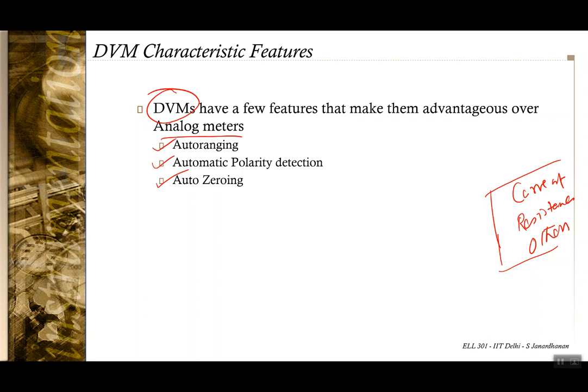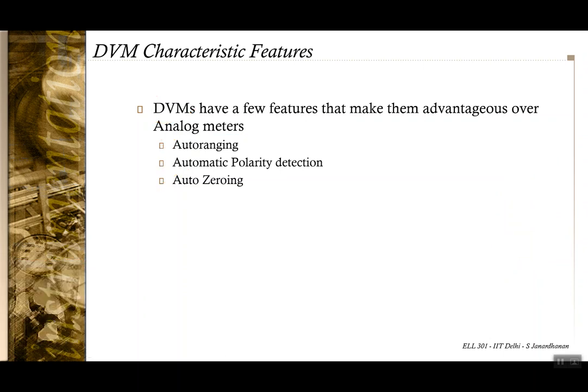When you say auto ranging, what you mean is, first of all, the voltmeter can be multi-range. The same instrument can be used to measure voltages of widely different ranges, and the appropriate range can be selected automatically. Okay, that is the auto range feature.